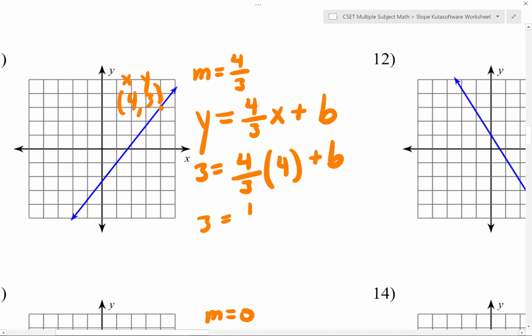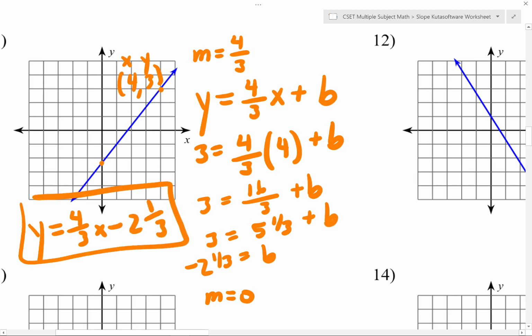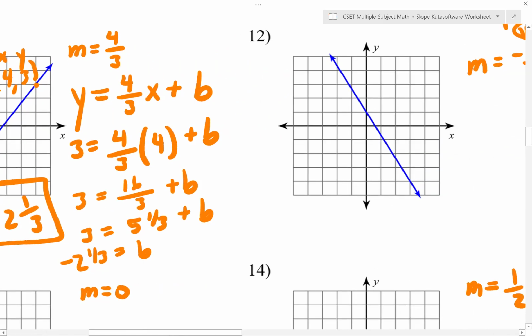So 3 should equal 16/3 plus b. So 3 should equal 5 1/3 plus b. If I subtract 5 1/3 from both sides, I get negative 2 1/3 is b. And that does look about right. Negative 1, 2, and a little bit more. So now I can write the equation of this as y equals mx plus b. And we have that. Let's keep going.